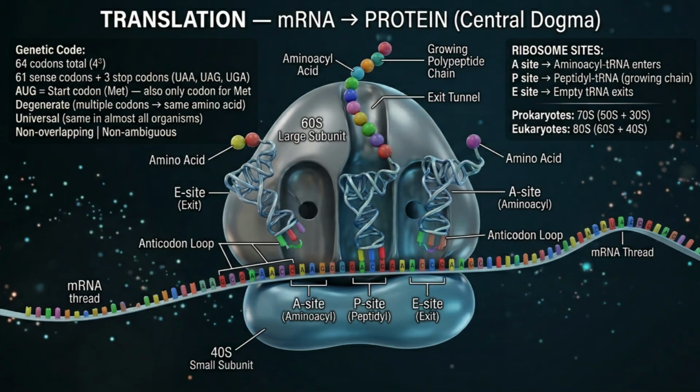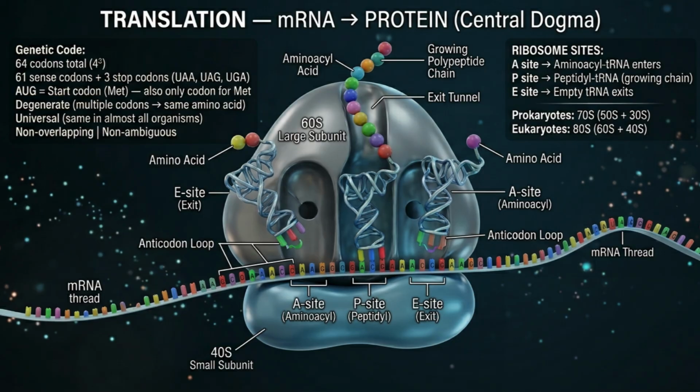AUG is the start codon. It codes for methionine, and it's the only codon for methionine. The genetic code is degenerate, meaning multiple codons can code for the same amino acid. It is also nearly universal. The same codons specify the same amino acids in almost all organisms.